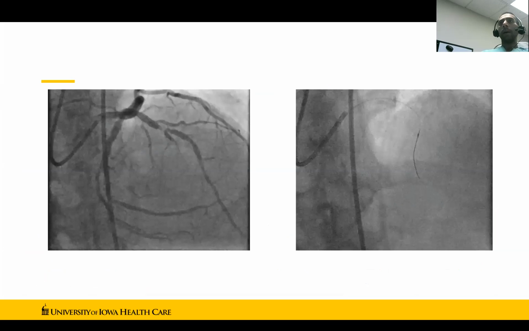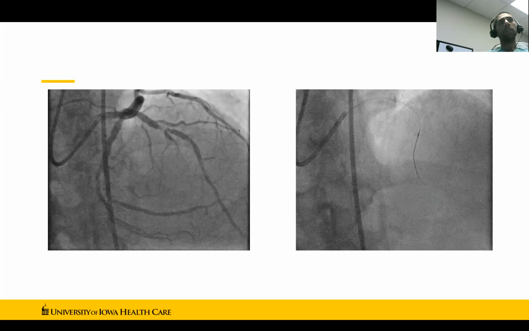So I'll show an example of this case. You would see that this is your CTO right here, and to an inexperienced or even an experienced eye, you could see that the CTO length is not very long. And you would think that it probably would cross pretty easily, but let me tell you about this patient: this patient has had this for over 10 years. And you can imagine this is a very fibrotic, dense, very rigid lesion.